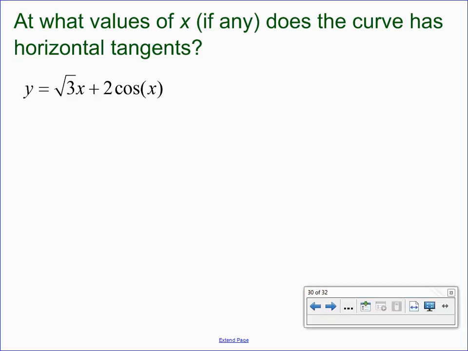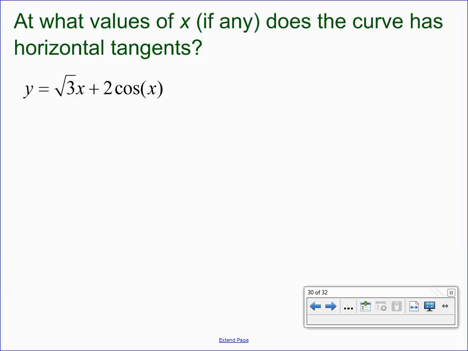Okay, ready? Let's go ahead and see how we can apply some derivatives to tangent line situations and slope problems. So what values of x, if any, does the curve have horizontal tangents? We saw this last class, so this should be a nice refresher to get your juices flowing on a Monday. I know that horizontal tangent means then what's true about my derivative?